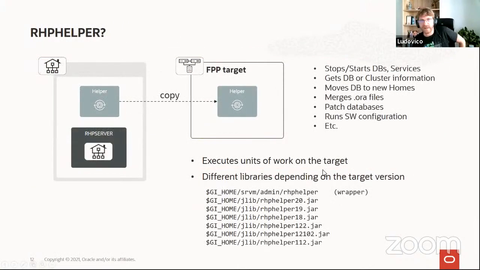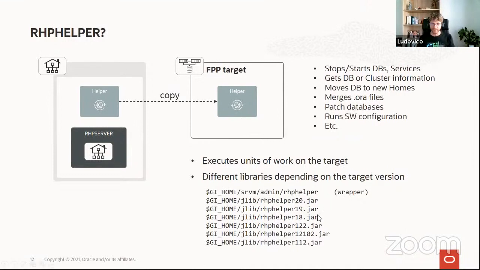Now, discussing this RHP helper, what it's about really. The RHP helper is used by FPP to execute specific units of work. Because FPP does all the operations remotely, and sometimes in specific cases that we will see, it has to execute the command via SSH. It's not practical to execute all the round trips for all the small tasks. Okay, so there is this RHP helper.